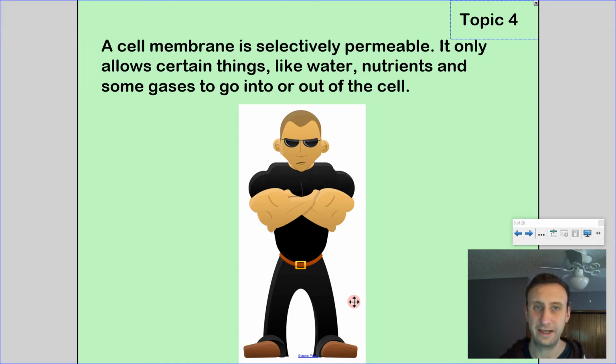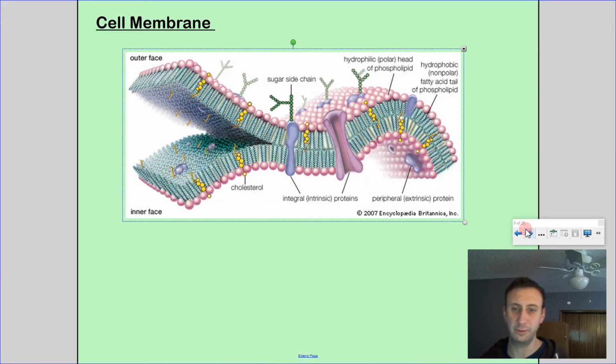So just like kind of a bouncer, a cell membrane is selectively permeable. It only allows certain things like water, nutrients, and gases to go in or out of the cell, and it will stop other things from going in or out. So it will be permeable to the stuff that the cell needs to be permeable to in order for nutrients to get in and waste to get out. And it will be impermeable to stuff that it needs to be impermeable to. So all of the inside of the cell doesn't leak out and harmful things don't get into the cell. So it's both permeable and impermeable, so it's selectively permeable.